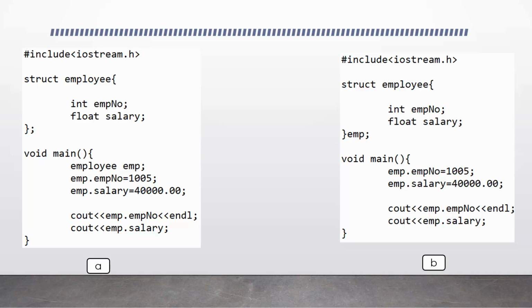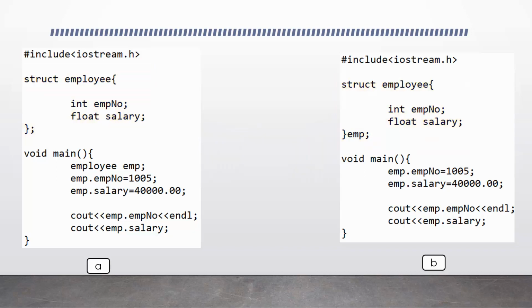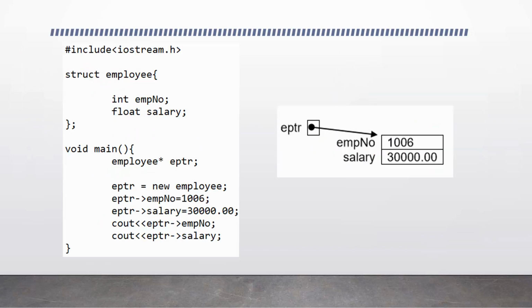Both programs do the same. In program A, employee is instantiated within the main method, while program B instantiates it just after the closing brace of the structure. In both cases, it creates an employee structure with int employee number and float salary. And then it is instantiated and the result is printed within the main method.